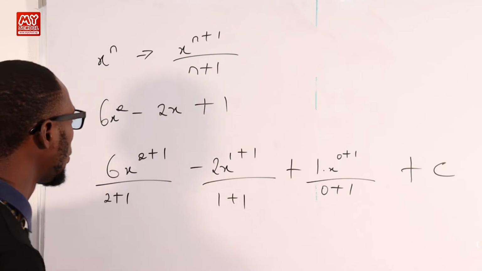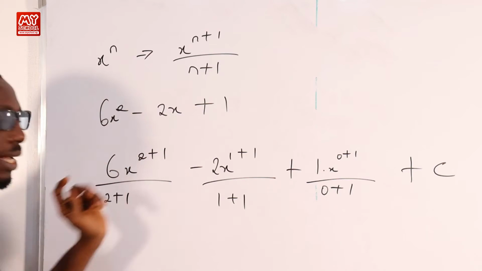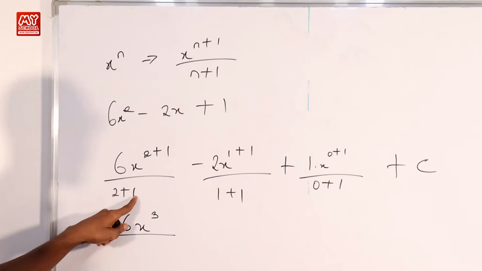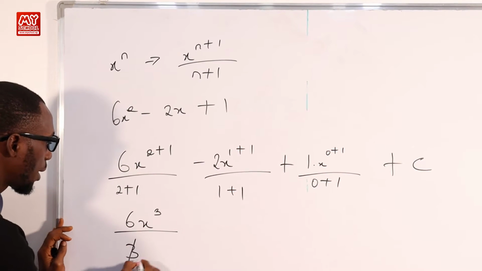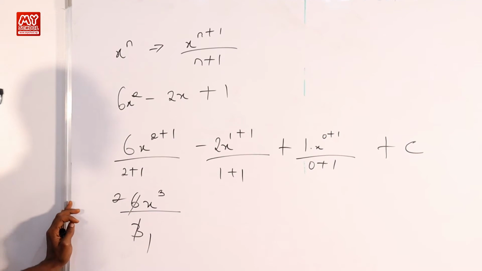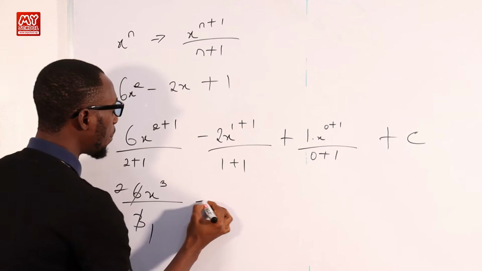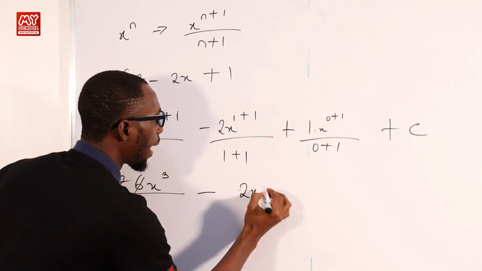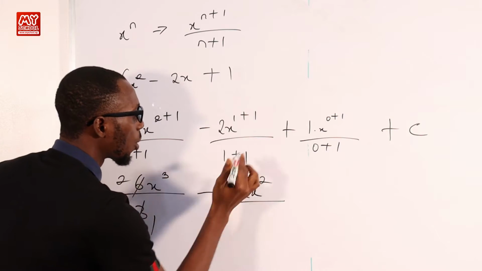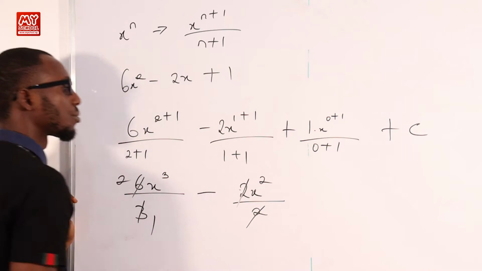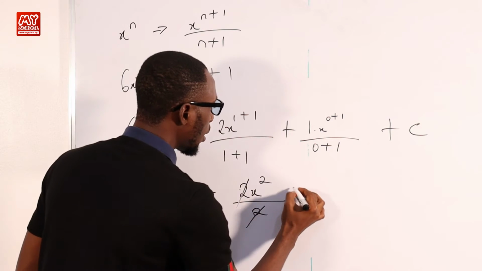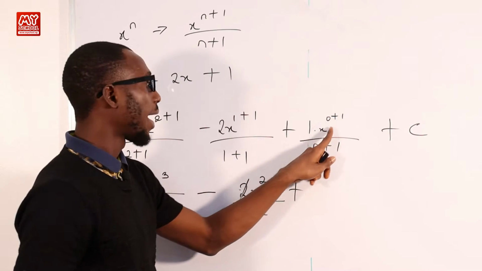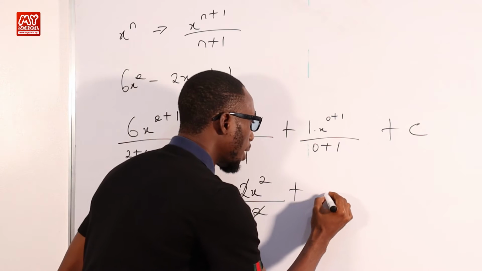Just put that in your mind. So 2 plus 1, that is 3. So we have 6x raised to power 3 over 3. Minus, 1 plus 1 is 2, so we have 2x squared over 2. So 2 cancels 2, that is 1. Plus, 0 plus 1 is 1, x raised to power 1 is still x.